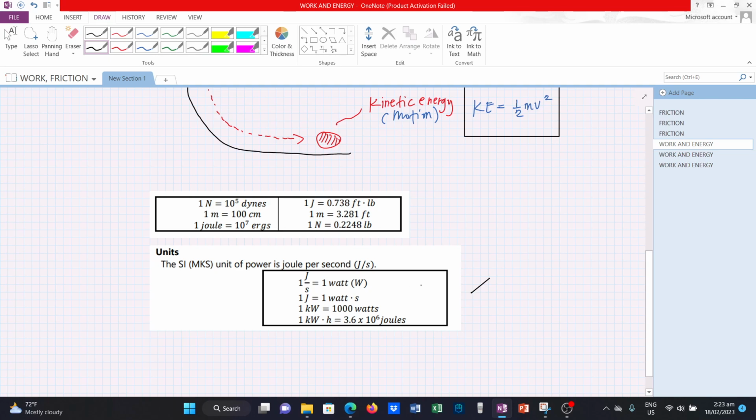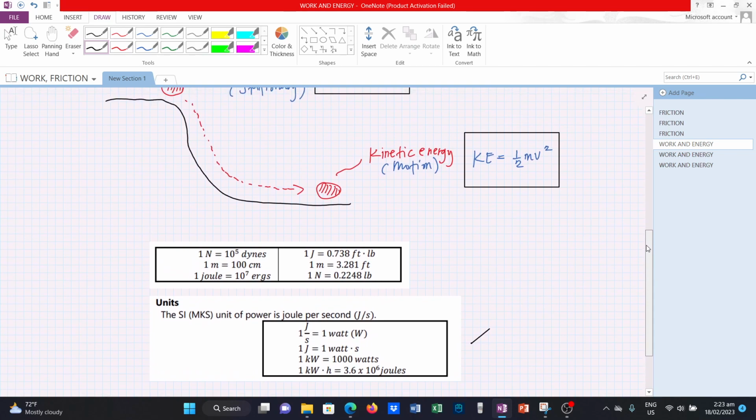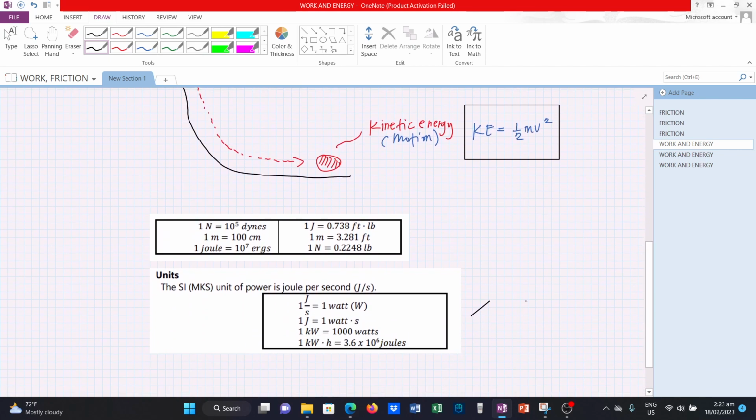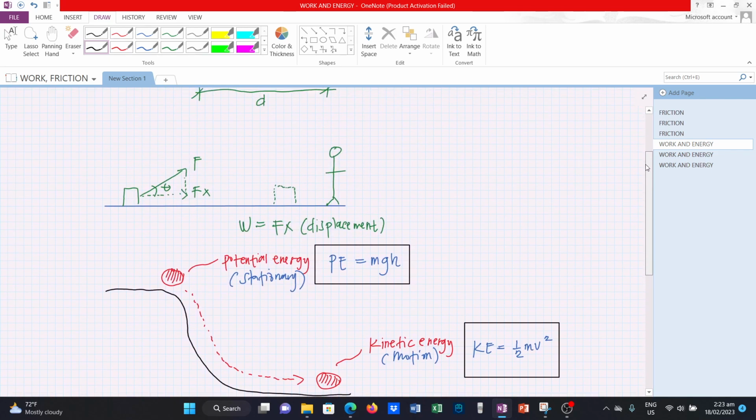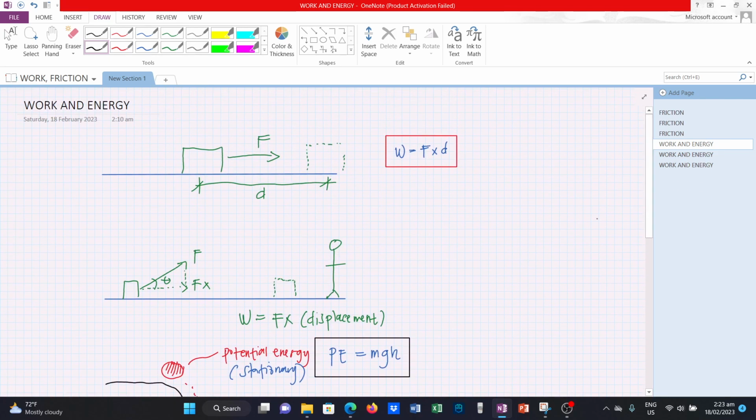Yung SI unit of power is joule per second. So, pag yung second na to, inilagay natin dito, sa kabila is mamumultiply na siya sa watt. So, let's try na mag-solve ng problems. So, try natin, class, mag-solve ng problems.